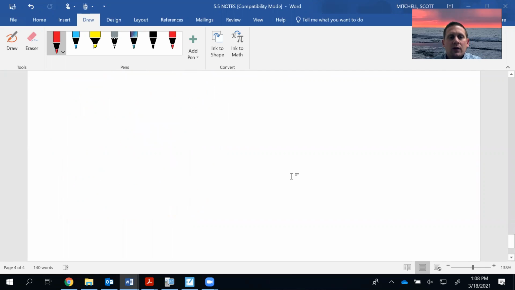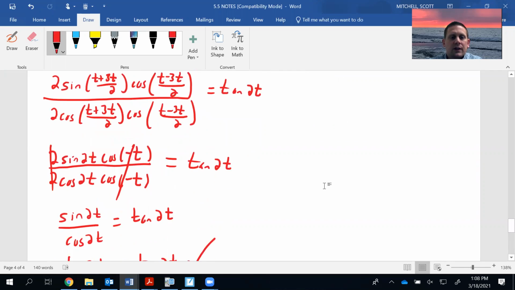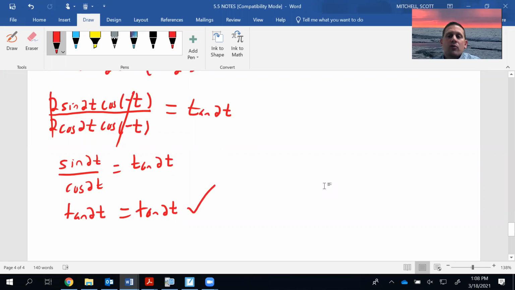All right, so hopefully using multiple angles made sense. There's a time and a place for those. There's a lot of formulas. You're not going to memorize them. You just have to be able to use them in the right situation. Let me know if you have any questions.